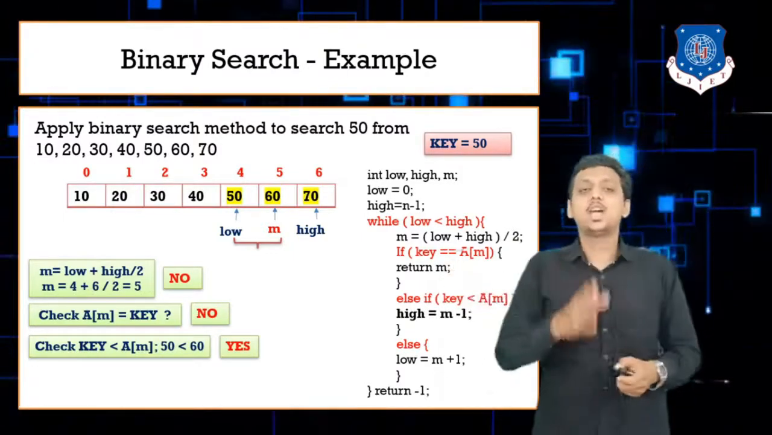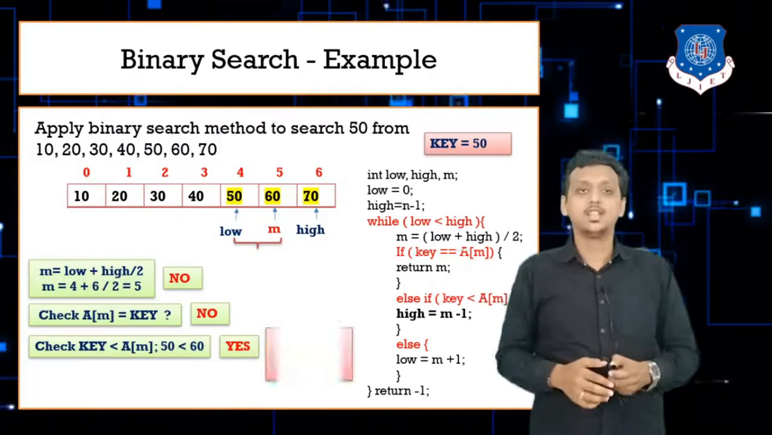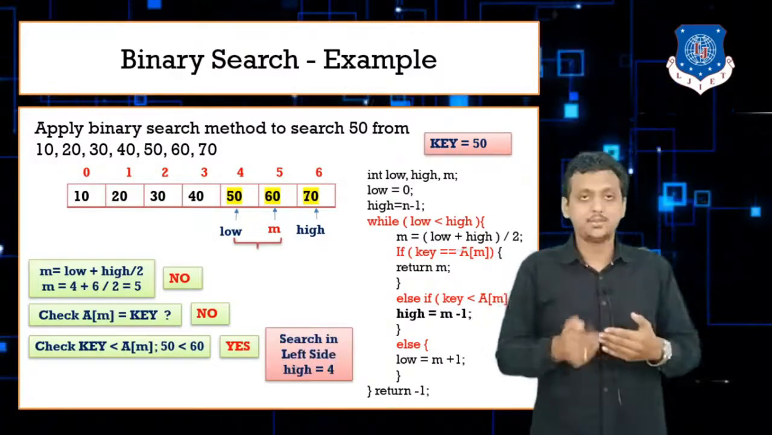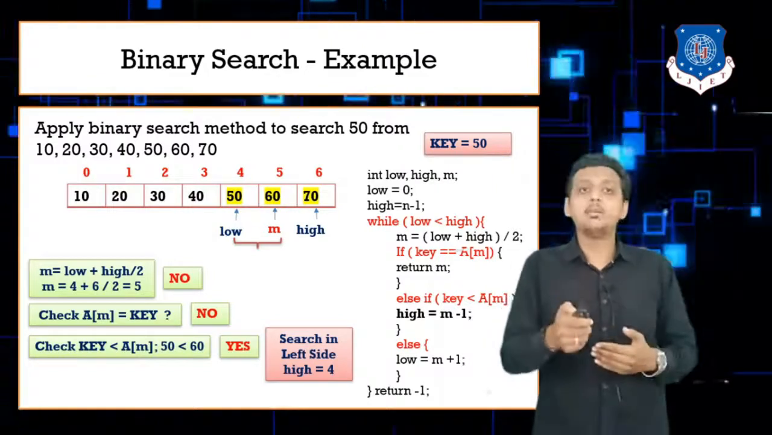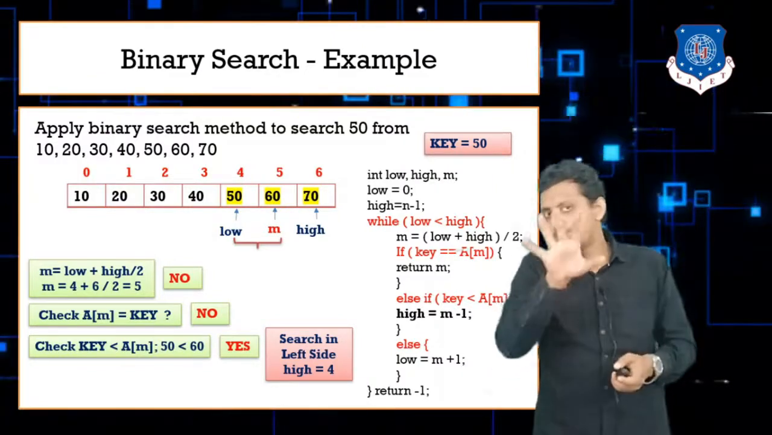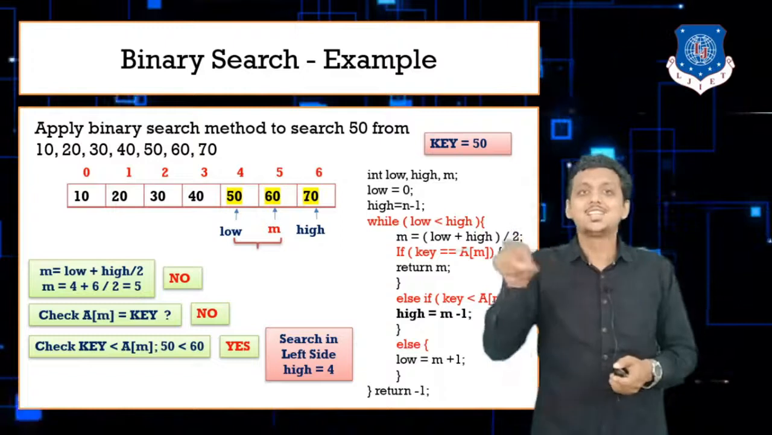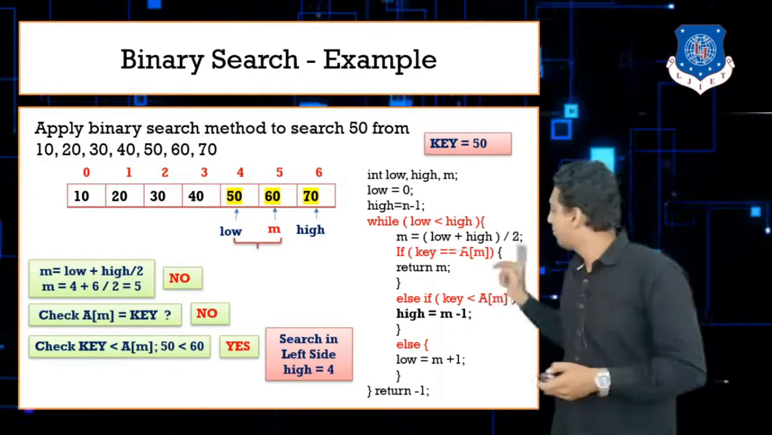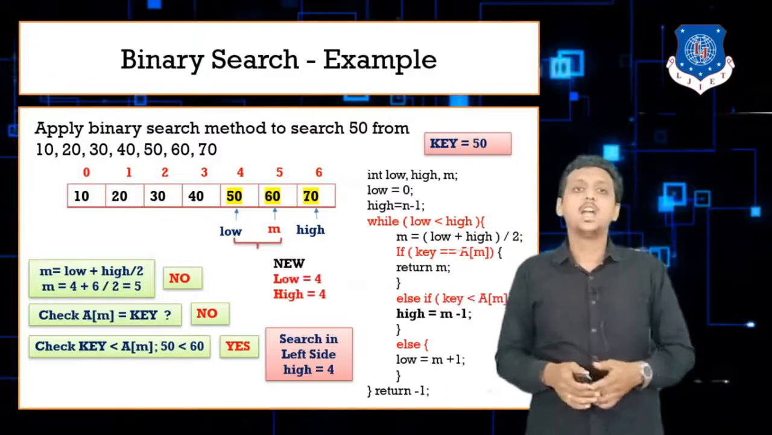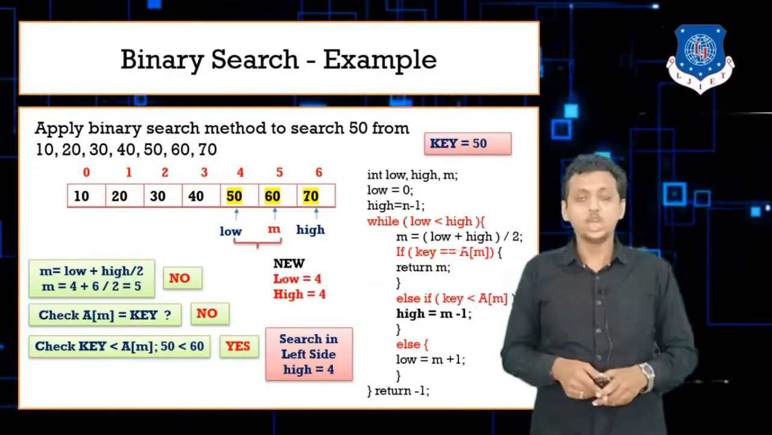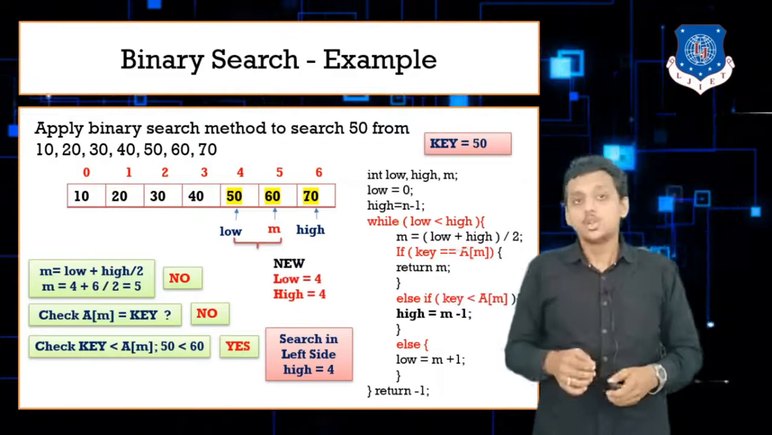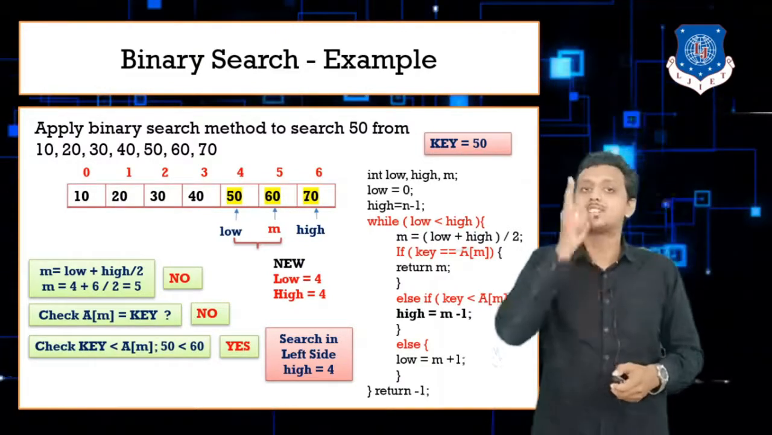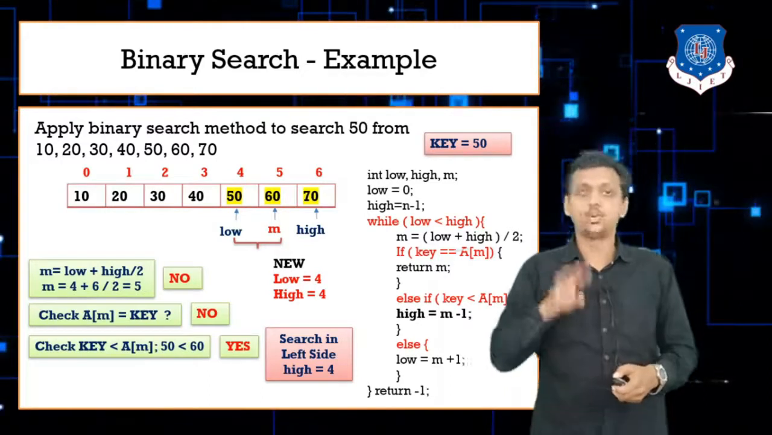Okay. That's why you need to move your high. So here your new high becomes m minus 1. M is 5. Your high is at 6. So now your new high becomes m minus 1. That means 5 minus 1. So here it is. High becomes 4. Low is already at 4. So now you will have your new high and new low at the same position, that is 4.